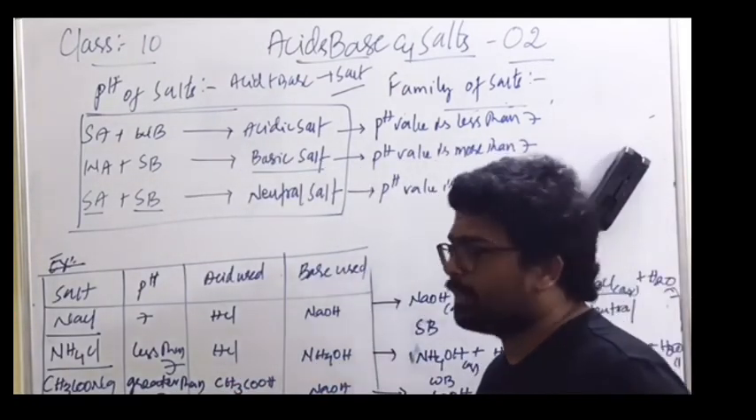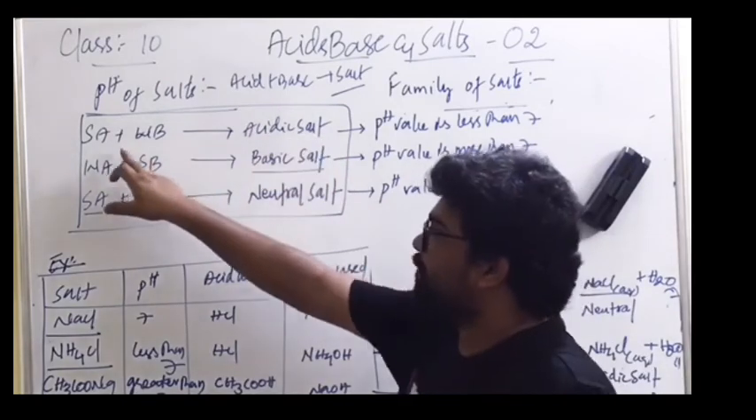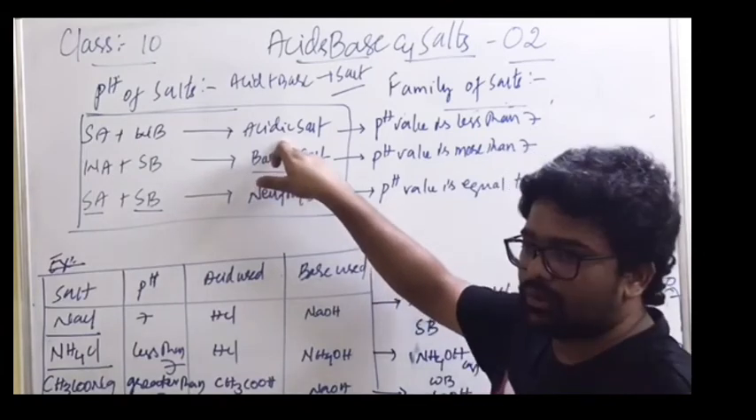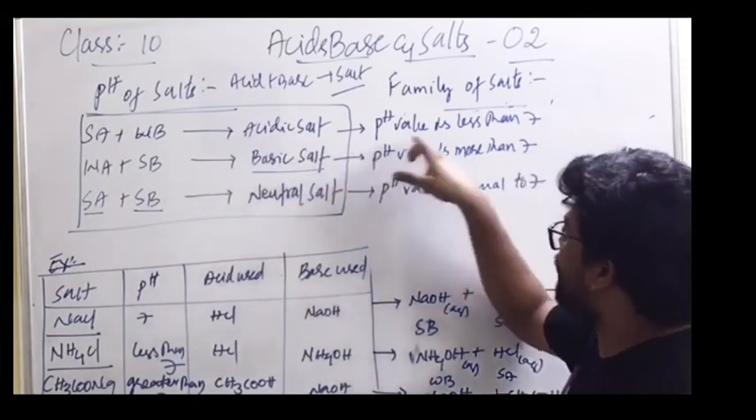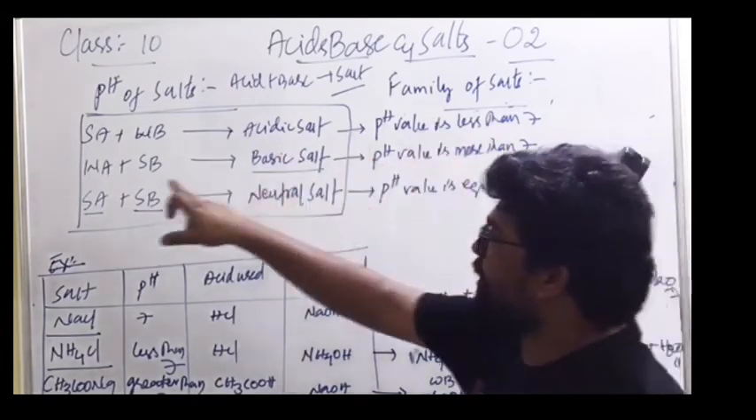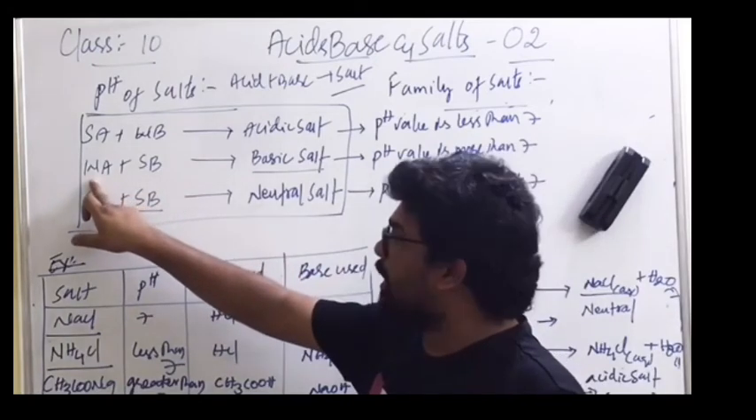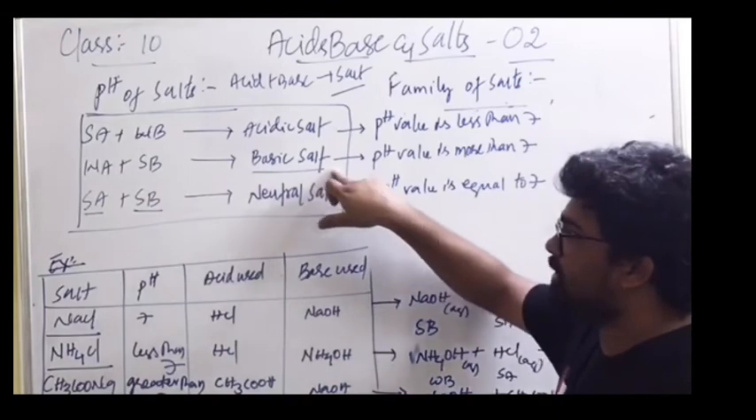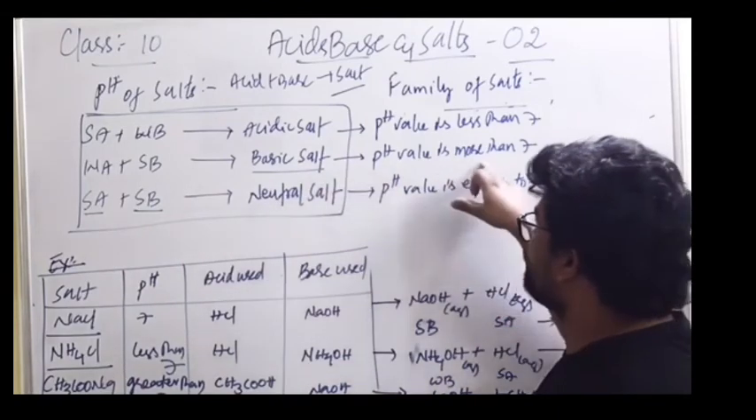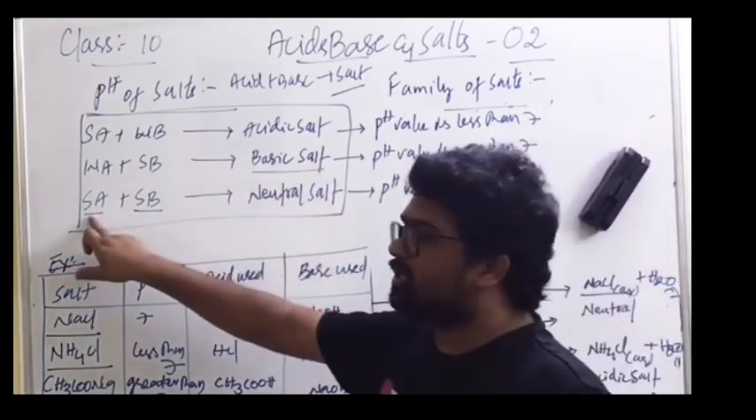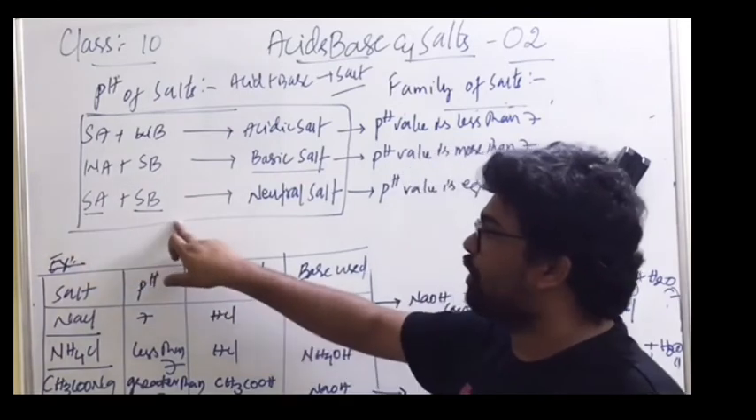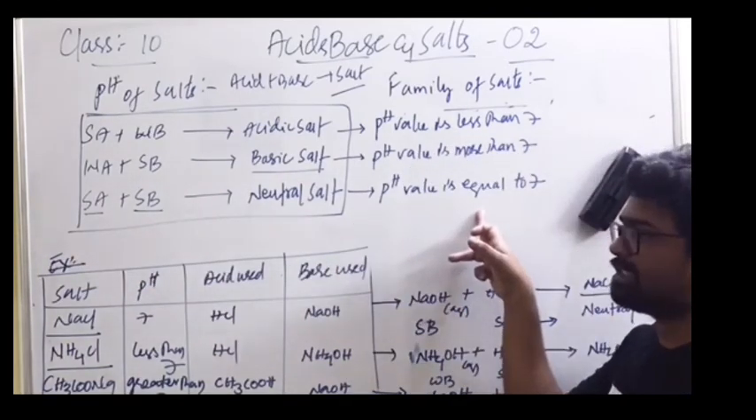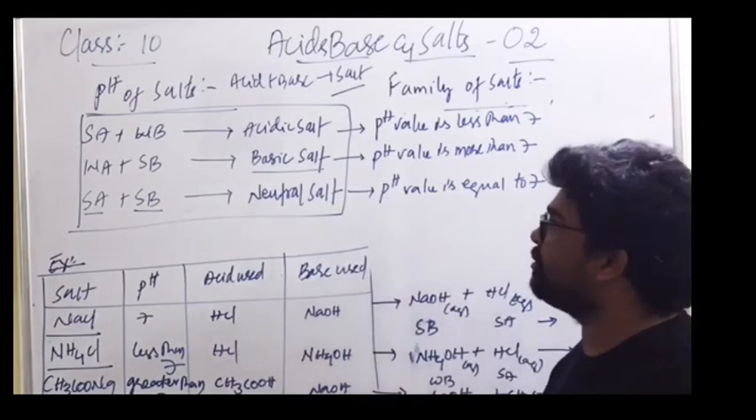I'll repeat again. If a salt is formed on the reaction of a strong acid and a weak base, then the salt is an acidic salt. For an acidic salt, the pH value is less than 7. If the reaction is between a weak acid and a strong base, the salt is a basic salt. Its pH value is more than 7. The reaction between a strong acid and a strong base gives a neutral salt. The pH value is equal to 7. This is how we find the pH of a salt.